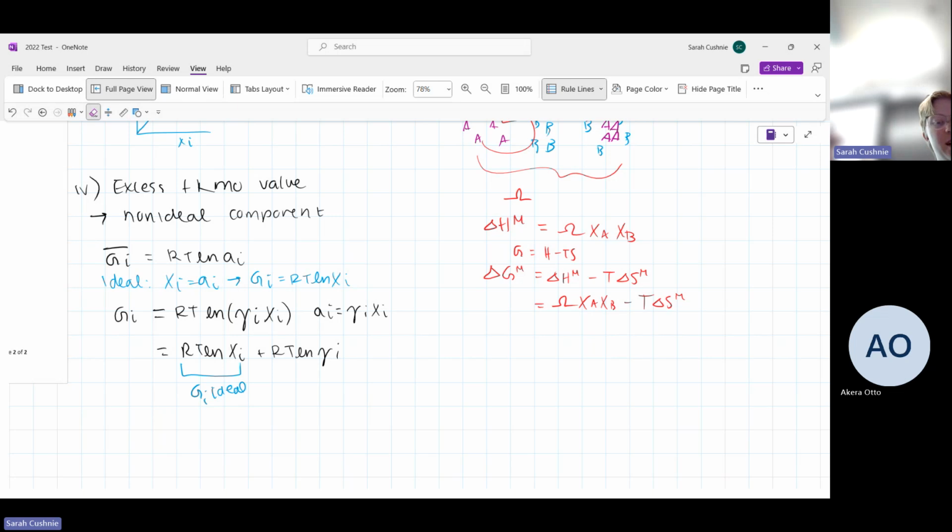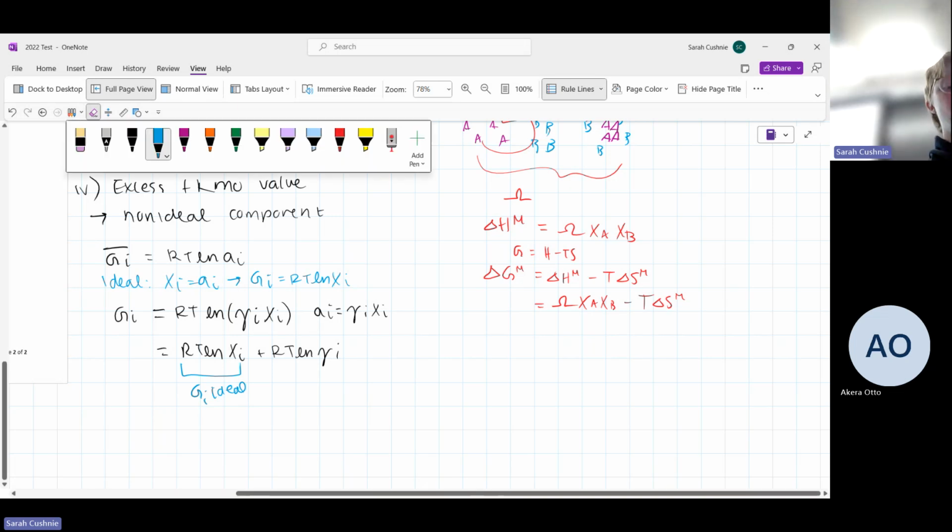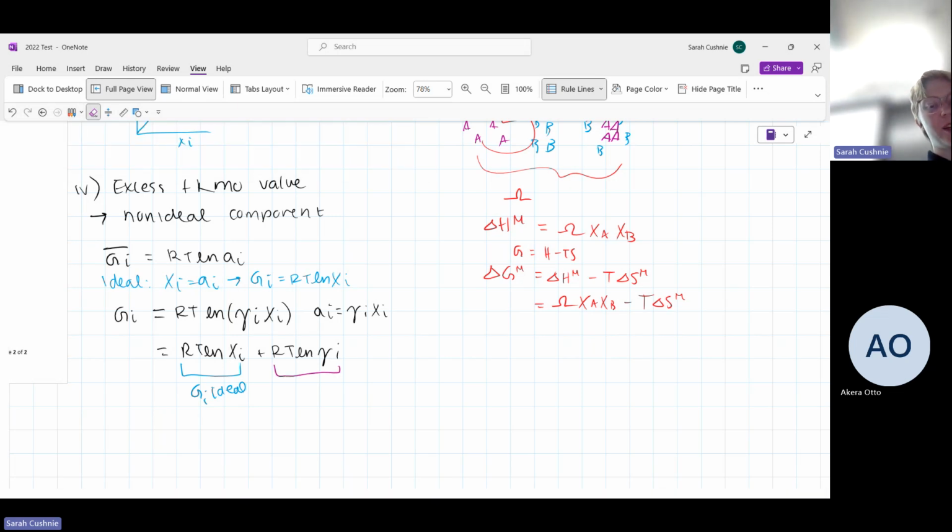So that's just chilling right there. But then when we have a non-ideal situation, we're adding on this little bit at the end, or subtracting it, depending on what the value is of gamma i. But the point is we're adding this term. So that's going to be non-ideal. And this is the excess value.